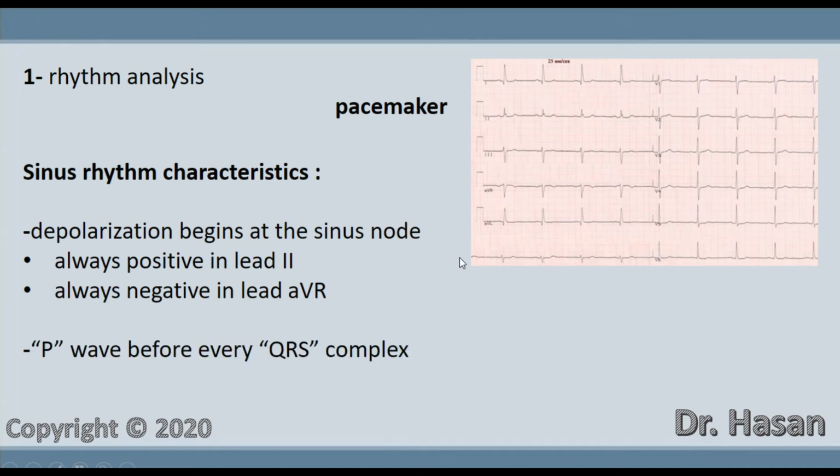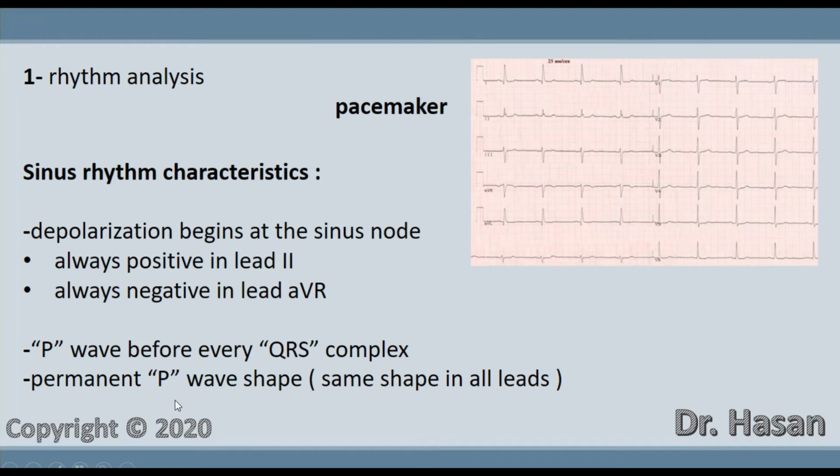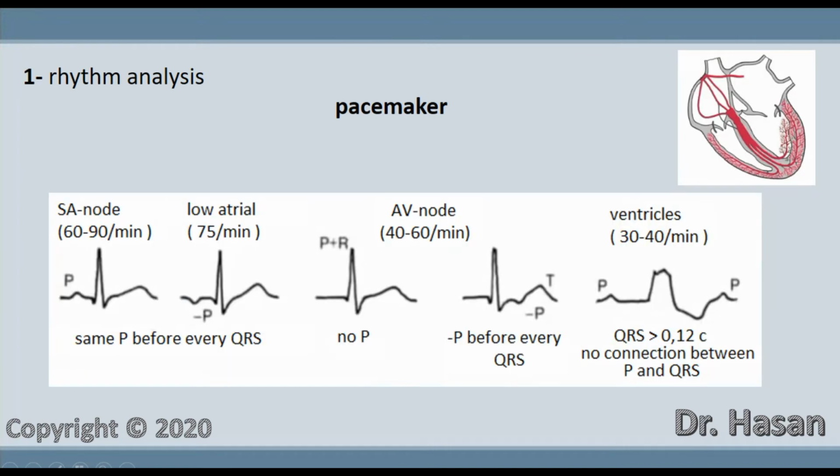Secondly, the P wave must precede the QRS complex. P wave must be before every QRS complex. Third, the shape of the P wave should be constant, permanent. This means that the shape of the P wave should be the same in all leads. Generally, the P wave can be in the following shapes. It can be positive, negative, or there can be no visible P because it is on the R wave. After the QRS complex, each one has its own pacemaker, but only this means that the pacemaker is the sinus node. We will talk about each one in the next chapters.